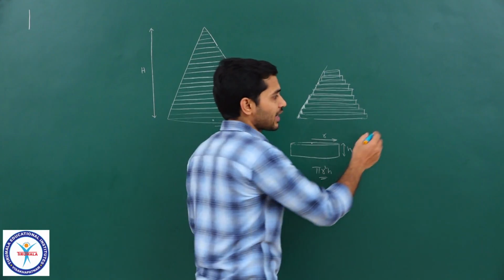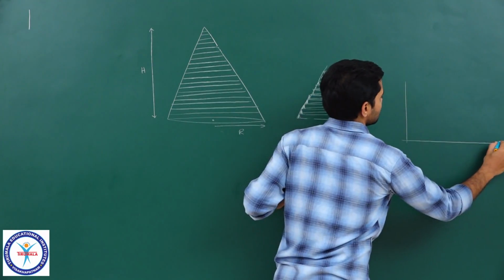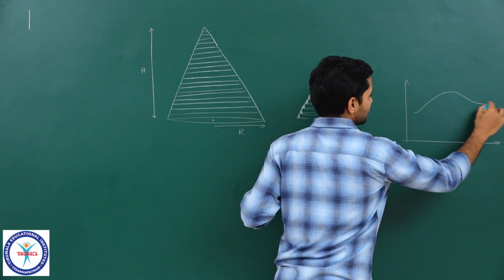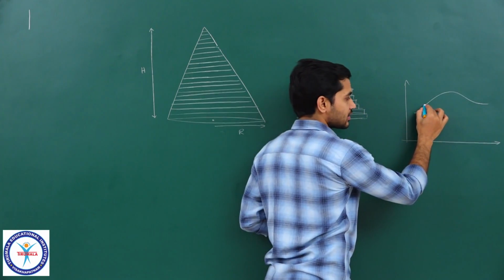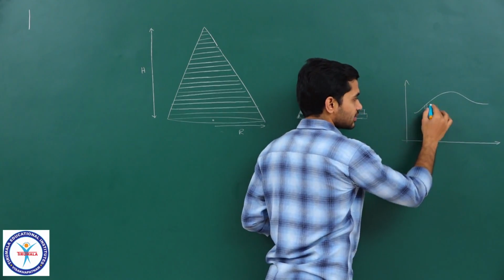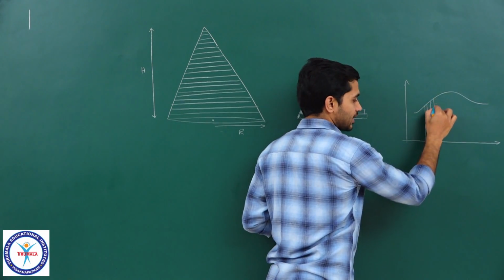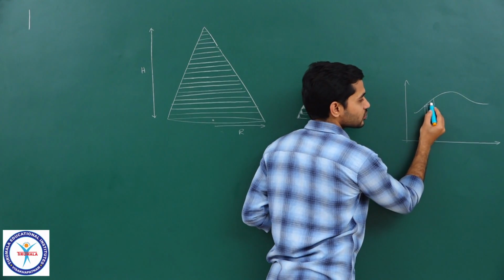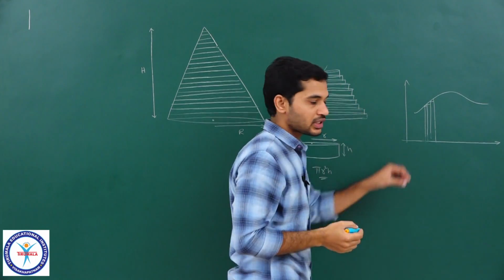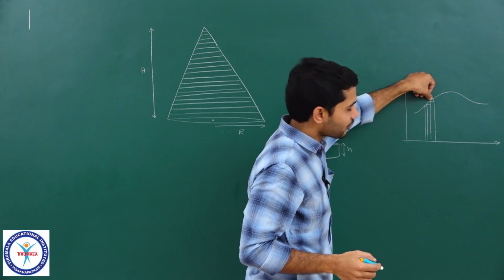See, I have told you this when calculating the area, right? When we talked about area under the curve, if I divide this into rectangles, so many rectangles like this, even there we have seen that some small area would be left out. You remember that? Some small area will be left out.